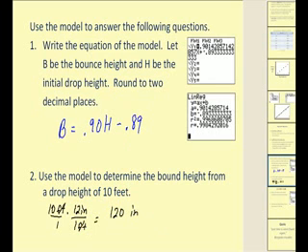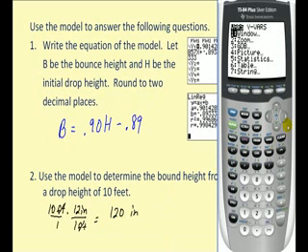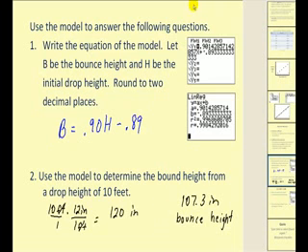Now, one of the benefits of storing the linear equation in y1 is it facilitates making predictions. We want to evaluate this linear equation when x equals 120. So what we can do is press vars, right arrow once, enter to bring up y1 where we stored the equation. And we want to find y1 of 120. So we can expect a bounce height of approximately 107.3 inches.